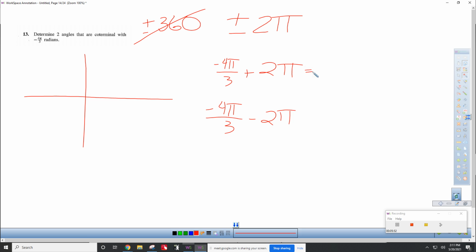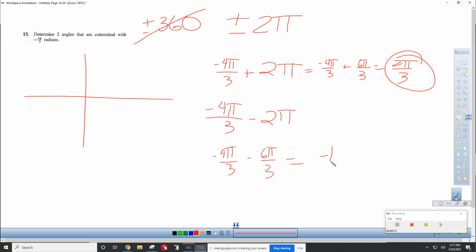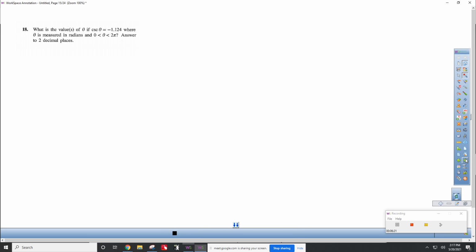So what do you get for this? Well, that's negative 4 pi over 3 plus 6 pi over 3. So that's 2 pi over 3. And then you get negative 4 pi over 3 minus 6 pi over 3. And that's negative 10 pi over 3. So there's 2. There are infinitely many answers, though. If you check the key and you get different ones, that might be why.